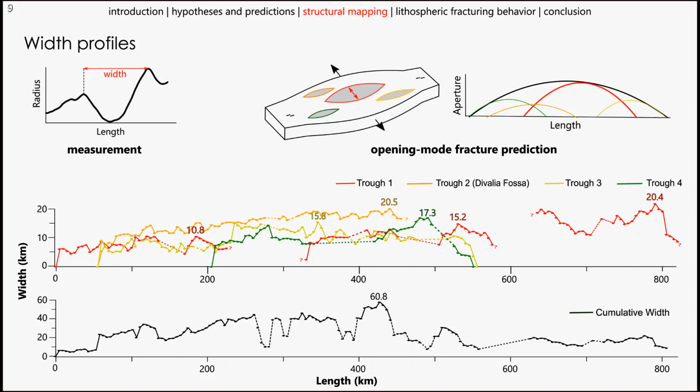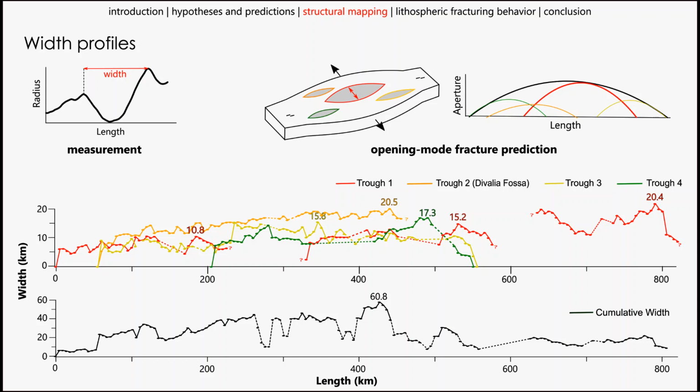Similarly, we also study the width profile of the troughs, as the width can be related to the aperture of joints. A single joint should have its maximum aperture at the center that tapers to 0 towards the two ends. The cumulative width of a joint set should show a similar arc shape in its profile.